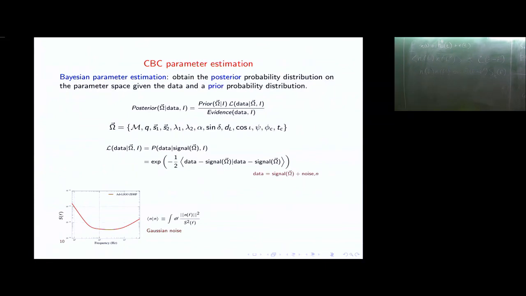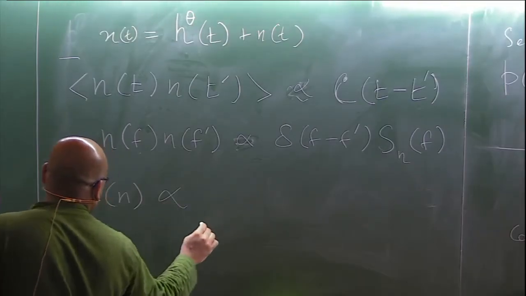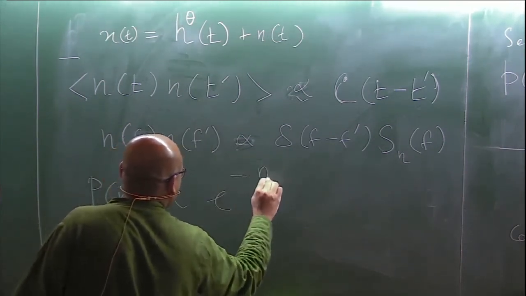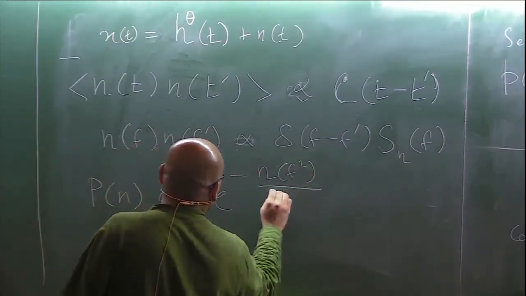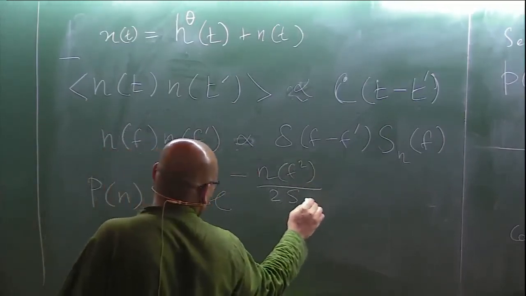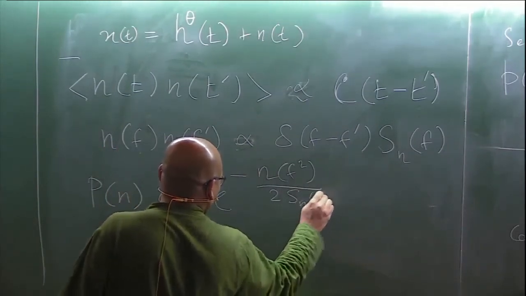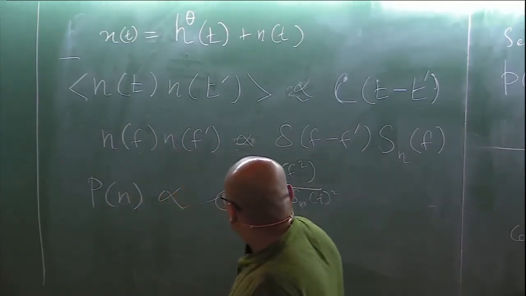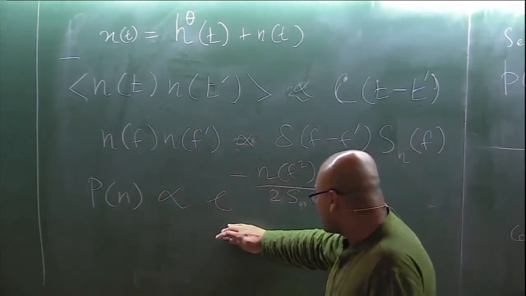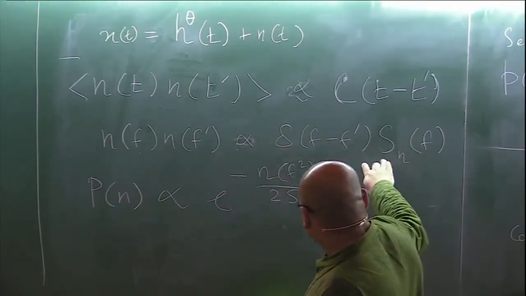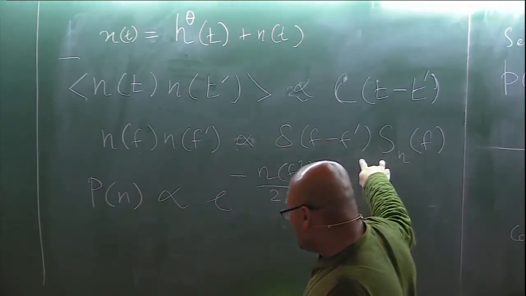I know that the probability distribution of noise, P of n, is proportional to e to the power minus some n of f squared over 2 sigma n of f squared. So here's the Gaussian bit. We know what the noise looks like. This is the distribution of the noise. It's Gaussian with this particular strength at every frequency bin.